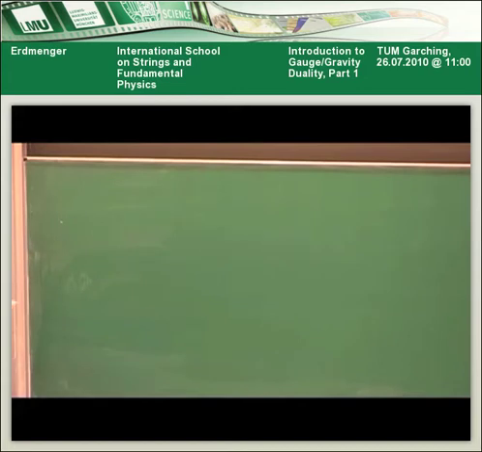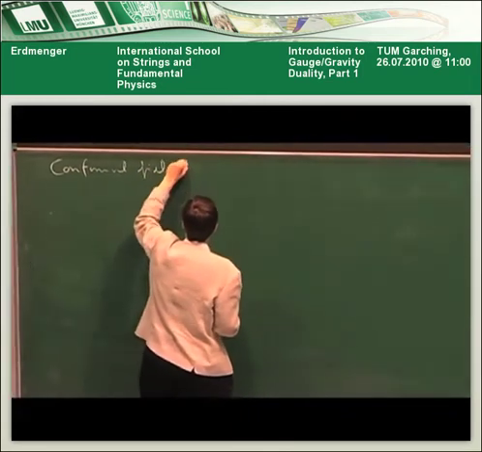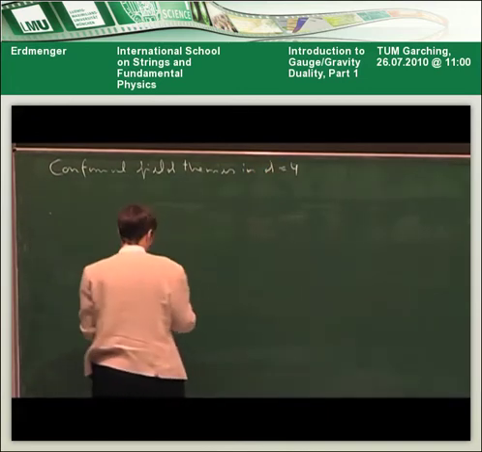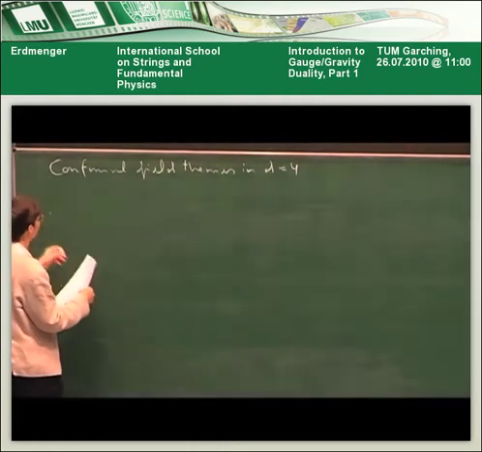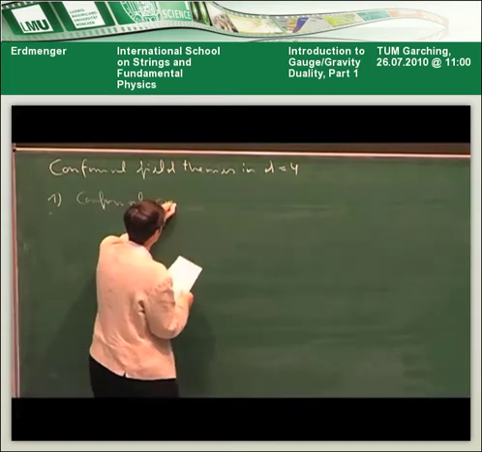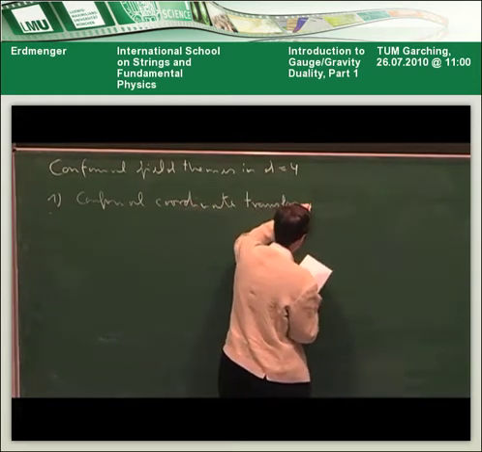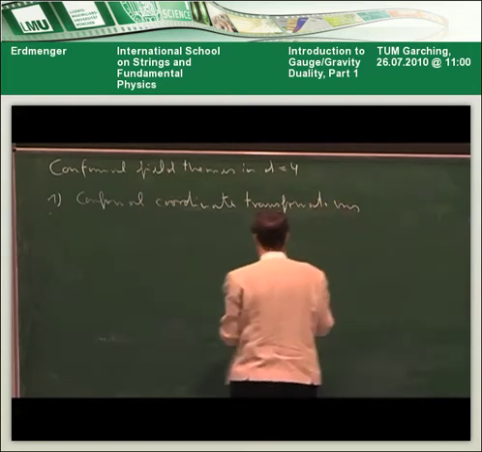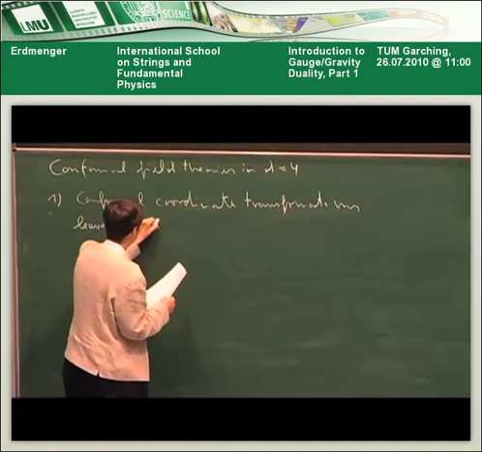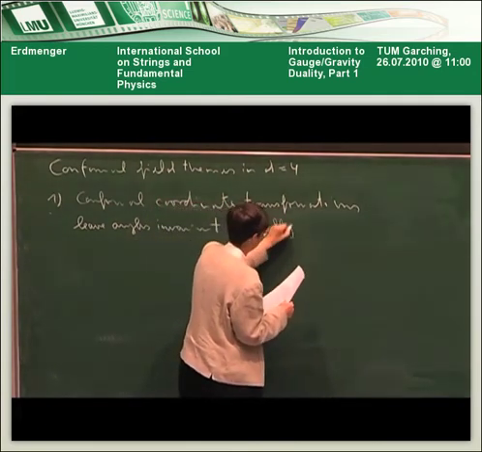Okay, so let me talk about conformal field theories in 4 dimensions. Let me start in d dimensions and then we'll restrict to 4. The first point is to look at conformal coordinate transformations. So what's conformal symmetry? These leave angles invariant. This is meant locally, so at every point in space.